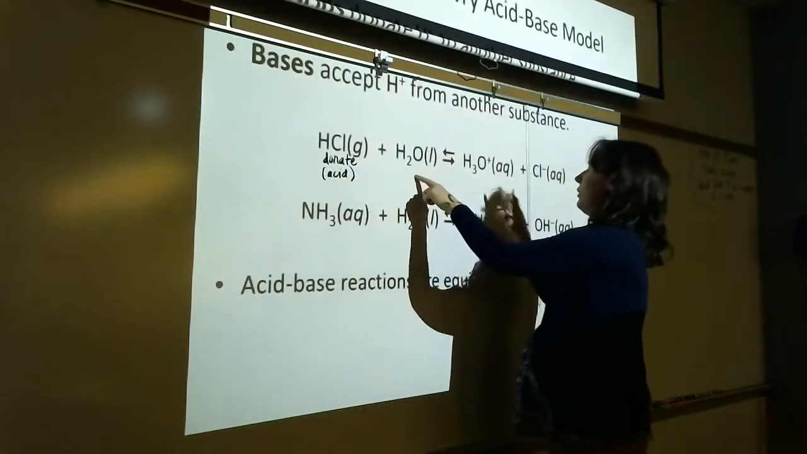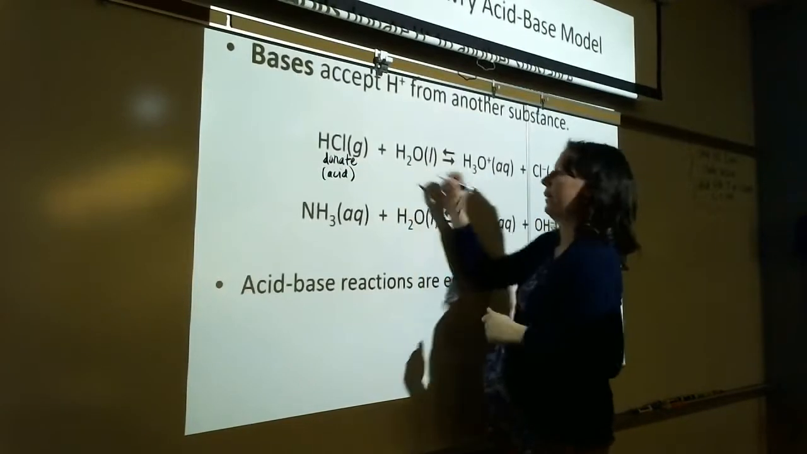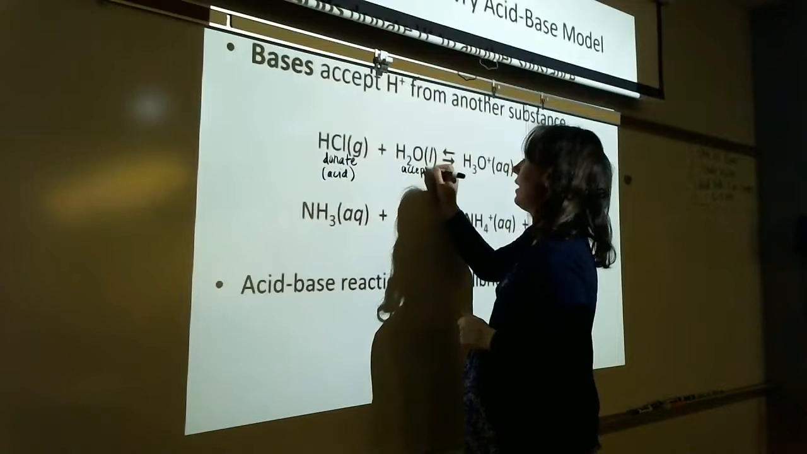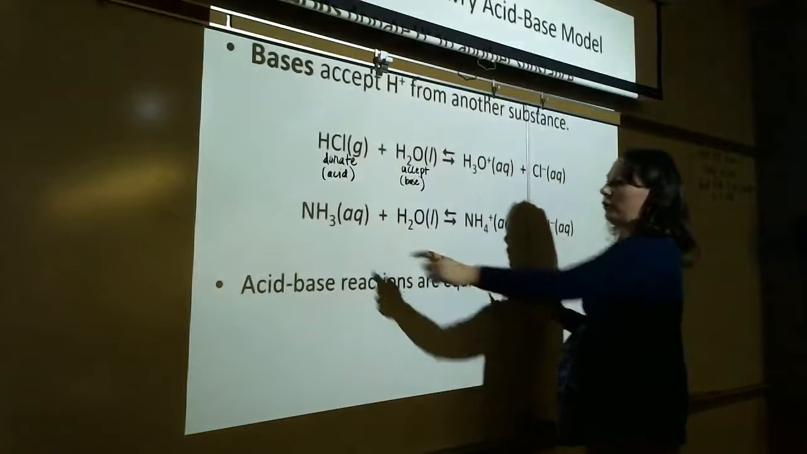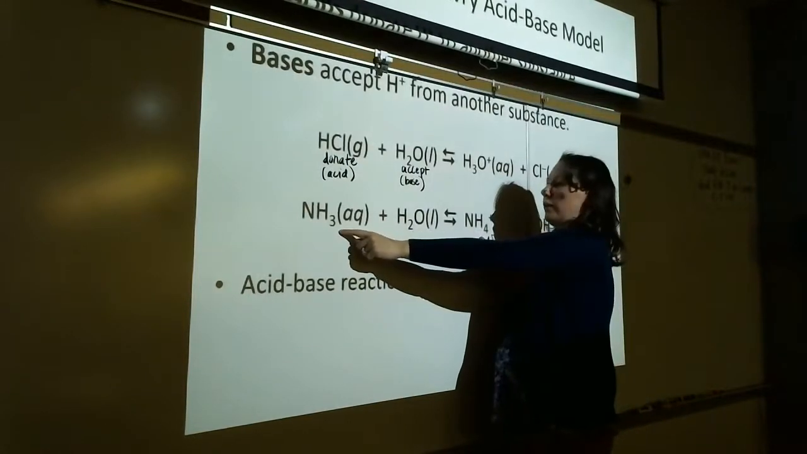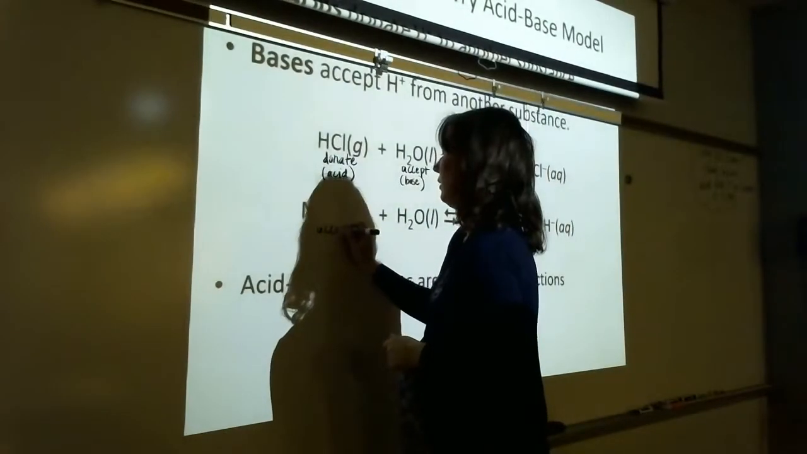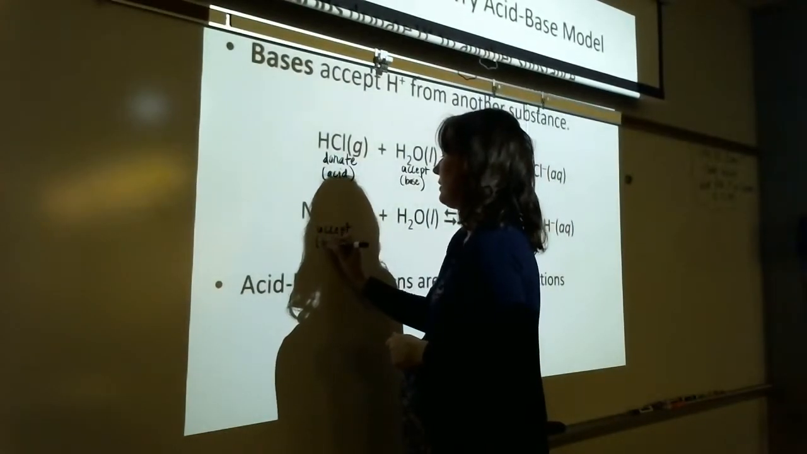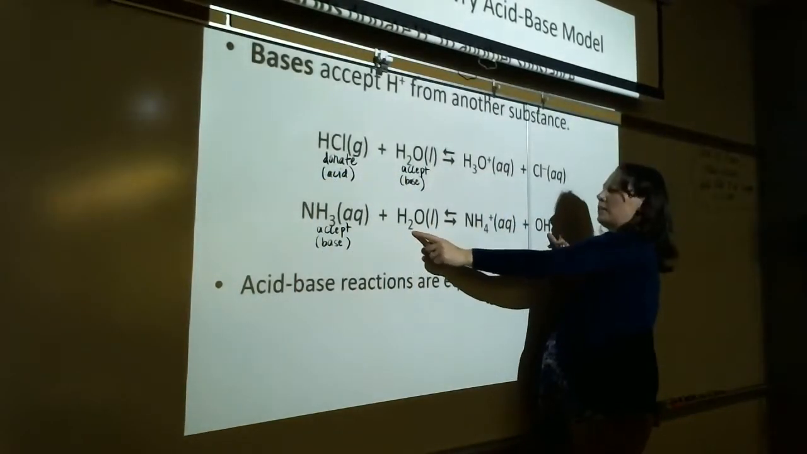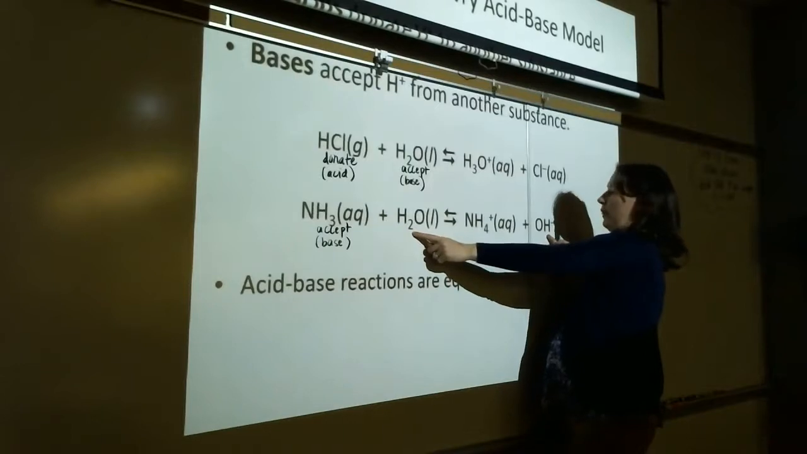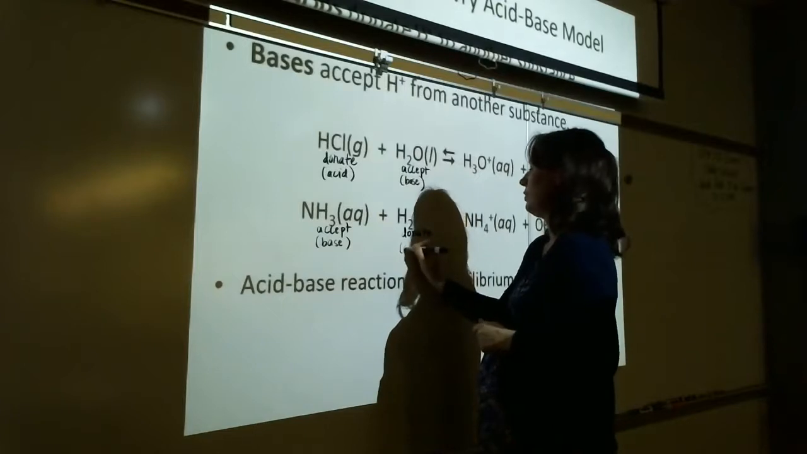And H2O becomes H3O plus. How do you get from here to here? Donate or accept? Accept, right. And if you accept, that means you're the base. And then let's do this one, to go from NH3 to NH4 plus. Do you donate or accept? You have to accept, right? So that makes you the base. And here, to go from H2O to OH minus, what does that make you? The donor, right? So that makes you the acid.